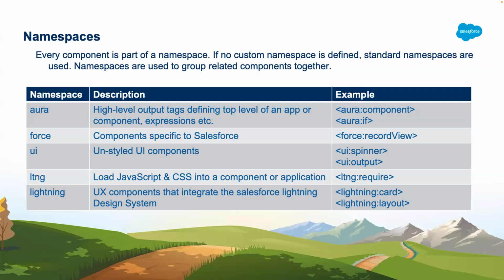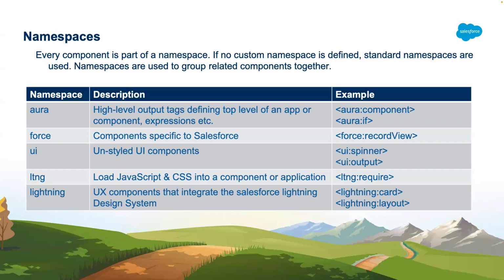Then you also have the custom styling to be applied, and that can be done using the LTNG. Now these are two different namespaces. Remember, LTNG is for CSS and JavaScript. So LTNG require, that's the only tag it has, nothing else. No other tags are there in that namespace, but it is still there and it's important.